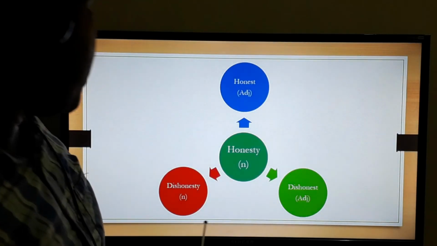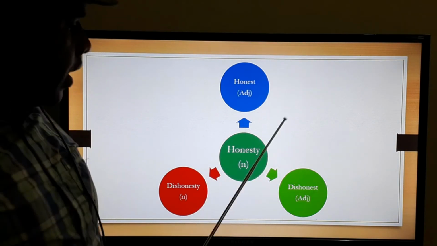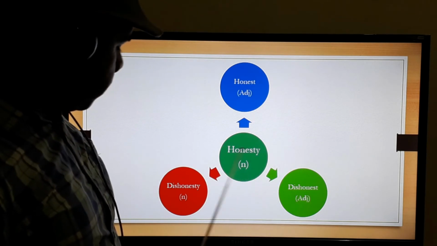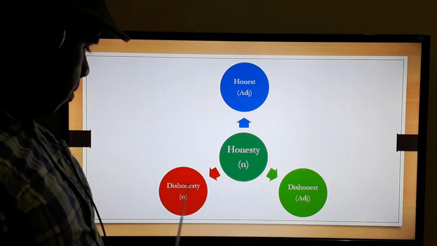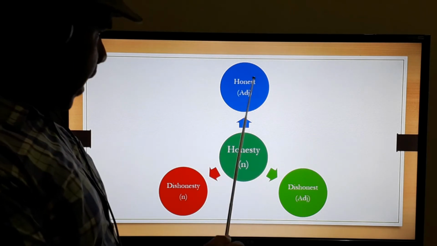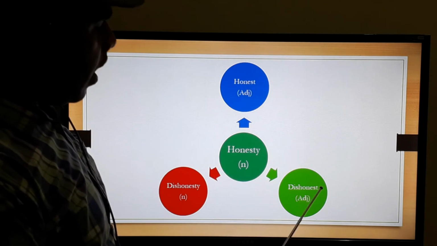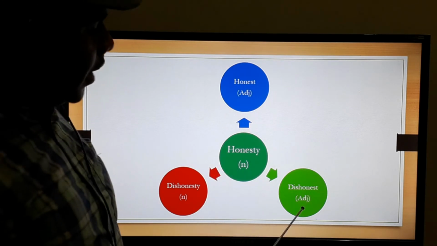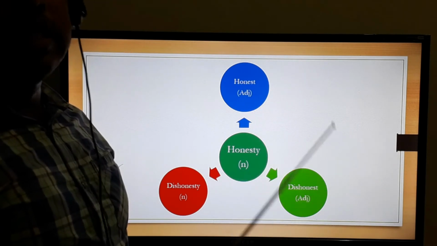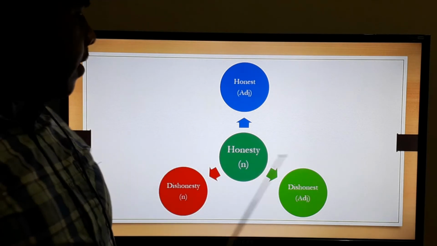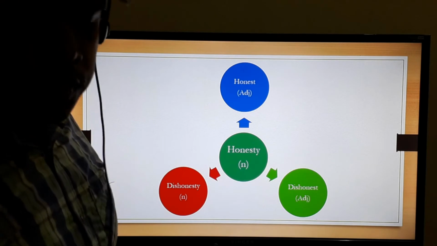Alright, next we have another word, that is honesty. You understand the meaning of honesty. Then I can say dishonesty, which is the opposite. Honesty and dishonesty, both of the words are nouns. And then I say honest, you see, that is an adjective. And if I say dishonest, that is also an adjective. Alright, honest and dishonest are opposite to each other. So one thing is clear from that, that we can change the word according to our needs.